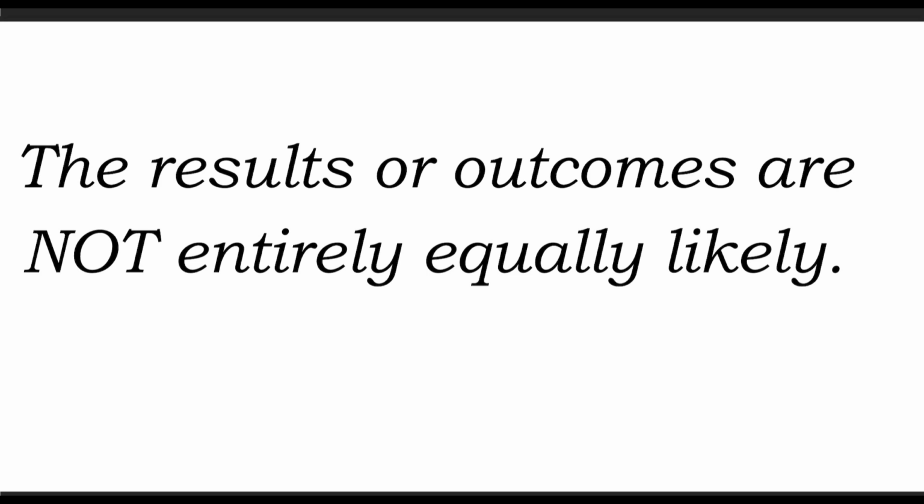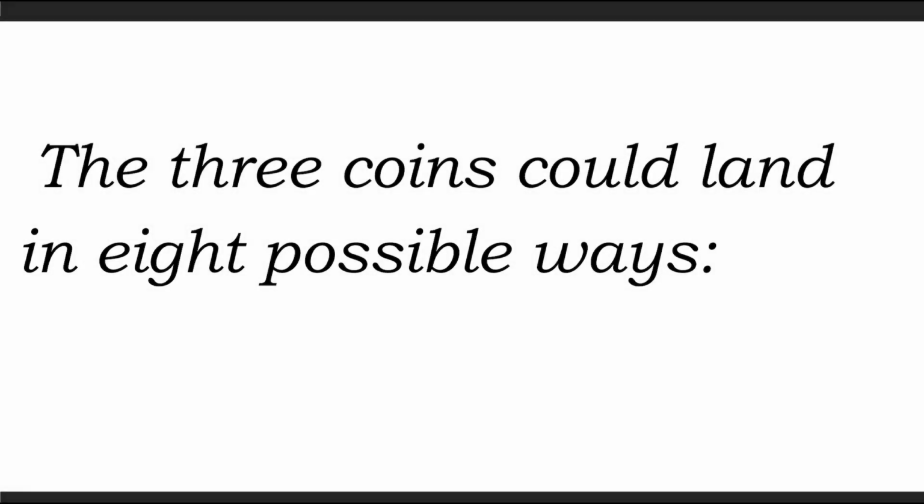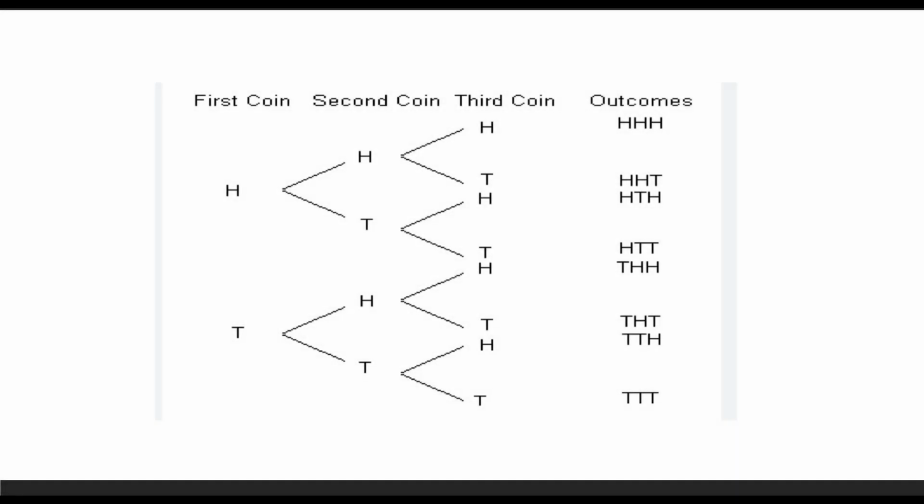Meaning, the results or outcomes are not entirely equally likely. The 3 coins could land in 8 possible ways, and that is 1, 2, 3, 4, 5, 6, 7, 8. And that is the possible landing of tossing a coin 3 times.